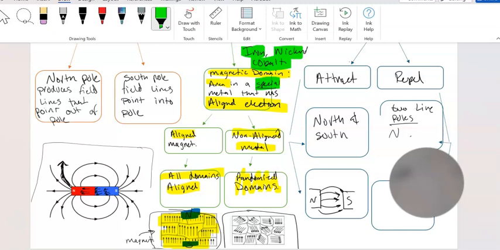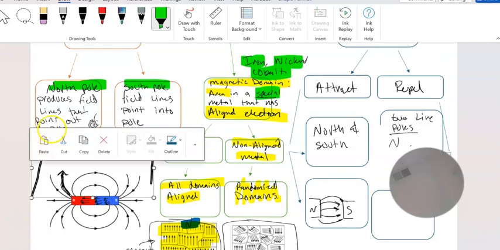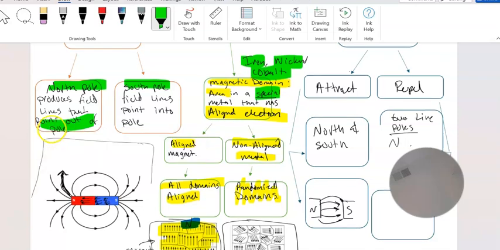So when you create a magnet, what happens? Well, you have these poles, right? So you create a north pole and a south pole. Now, north poles produce field lines that point out of the pole. So that's a key point here, right? They're pointing out of the pole.